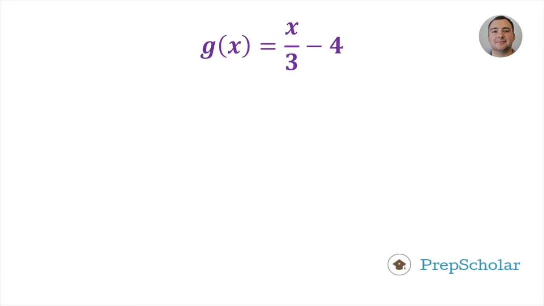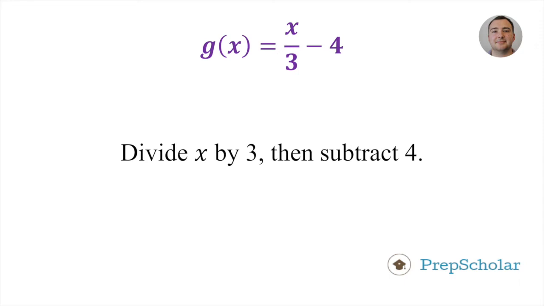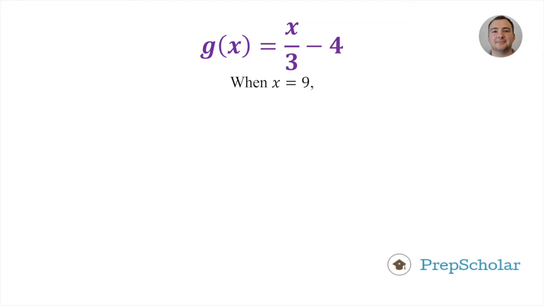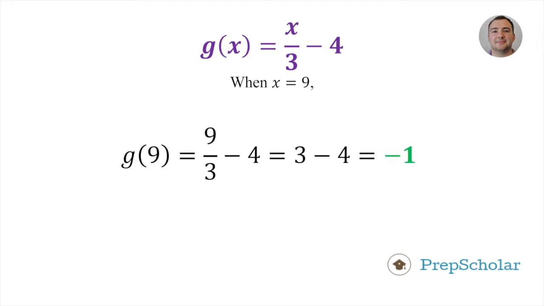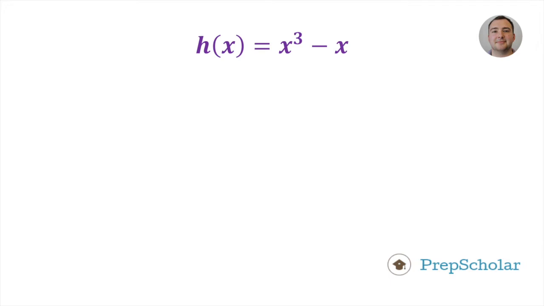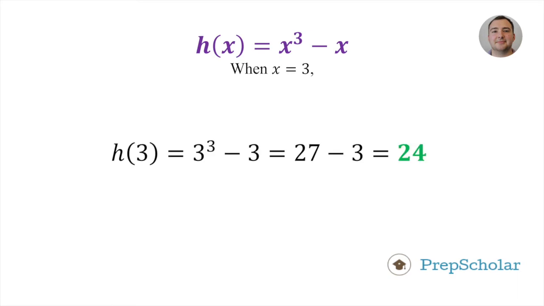Our second function tells us that to find g(x), we need to divide x by 3 and then subtract 4. For example, when x = 9, g(9) will be equal to 9/3 - 4, which is 3 - 4, or -1. Our third function tells us how to calculate h(x). We simply take the cube of x, which is x times itself 3 times, and then subtract x from that result. For example, when x = 3, h(3) is 3³ - 3, or 27 - 3, which is 24.